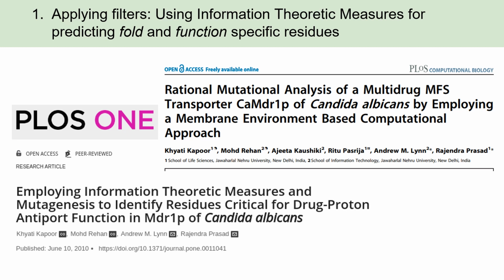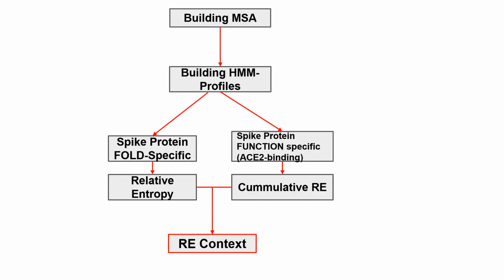The first was an information theoretic measure for predicting fold and function specific residues. This is an in-house developed pipeline where the relative entropy context is used to identify the fold specific sites and the function specific sites, that is, in our case, the ACE2 binding sites.